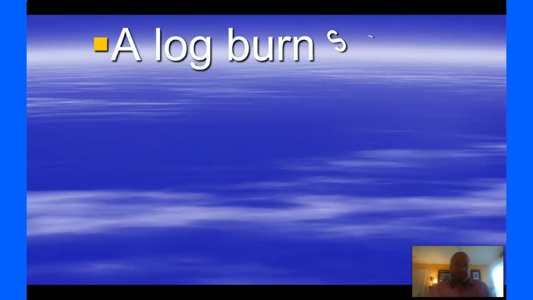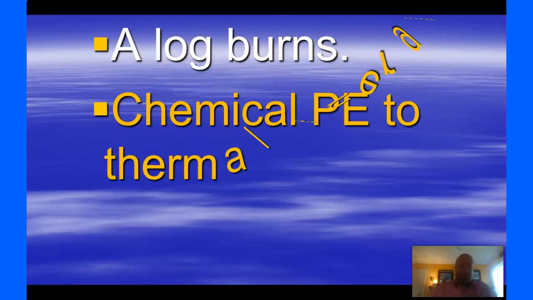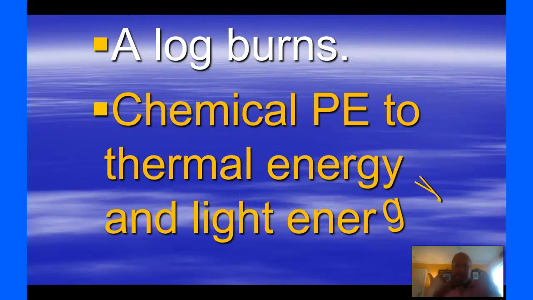Okay, next thing. A log burns. That's chemical potential energy being converted to thermal energy and light energy. You can see it. You can feel it. All the energy was stored up in the wood, in the molecule called cellulose, which is technically a form of sugar. So wood is technically a form of sugar. You cannot digest it, so don't go around eating trees.